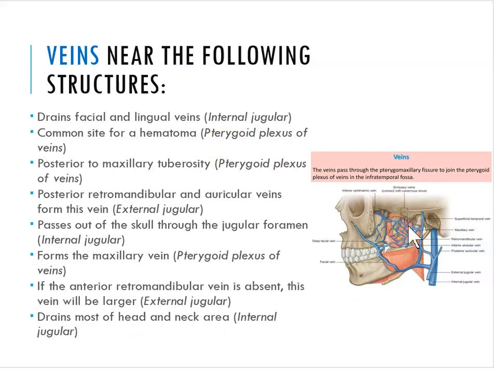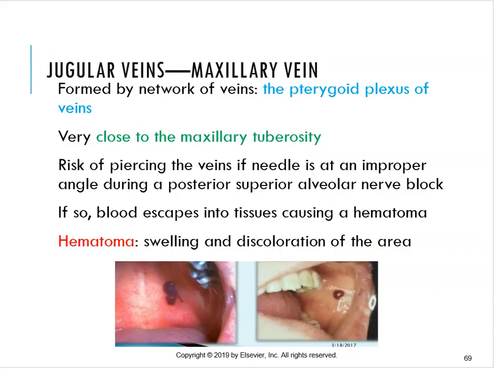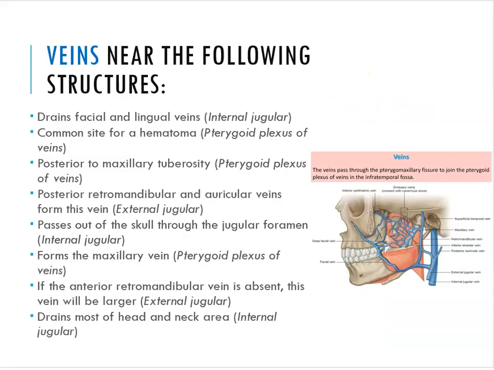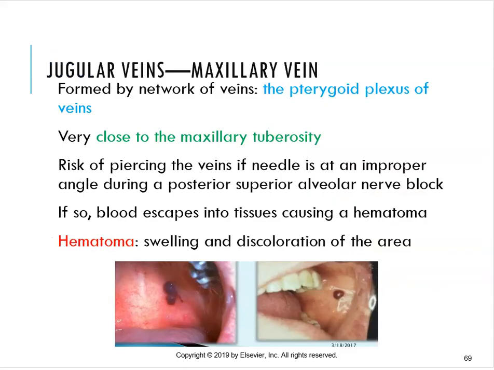And the reason why I want to bring this to your attention is sometimes when we're doing a local anesthetic, what can happen is if we nick this area over here, then we can get something called a hematoma, which is a swelling and discoloration. So if you pierce a vein, maybe you have an improper angle, especially when you're doing a posterior superior alveolar nerve block, which is further back, blood will escape. And when blood escapes, you can get a hematoma.